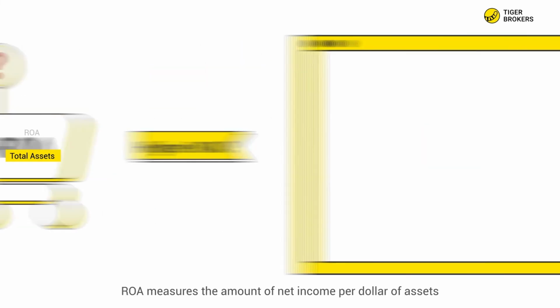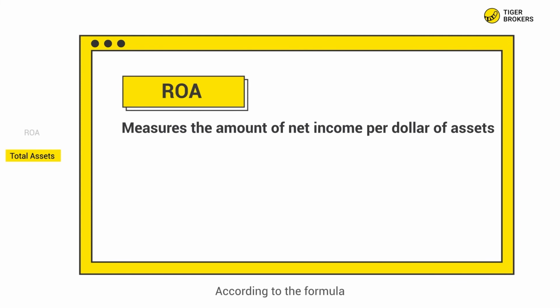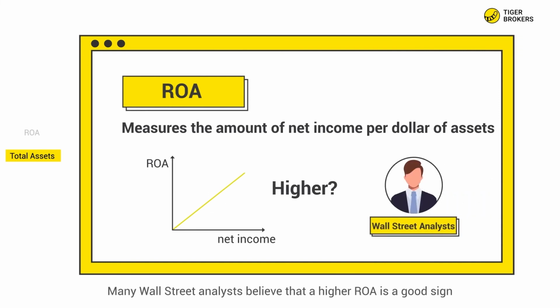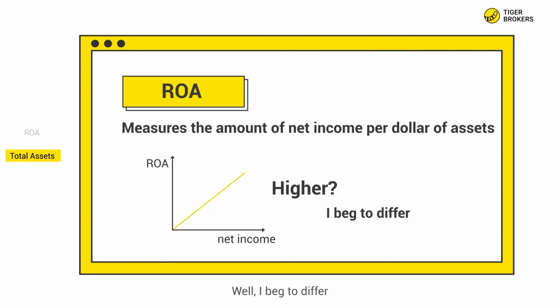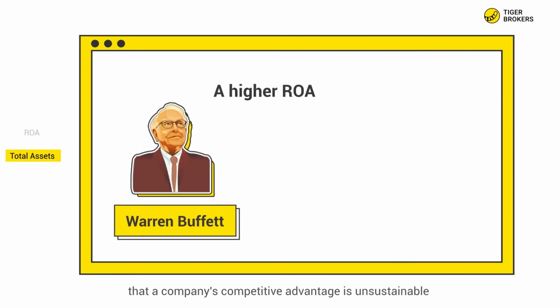Let's find out. ROA measures the amount of net income per dollar of assets. According to the formula, the higher net income means the higher the ROA. Many Wall Street analysts believe that a higher ROA is a good sign. Well, I beg to differ. Warren Buffett believes that a higher ROA may imply that a company's competitive advantage is unsustainable.